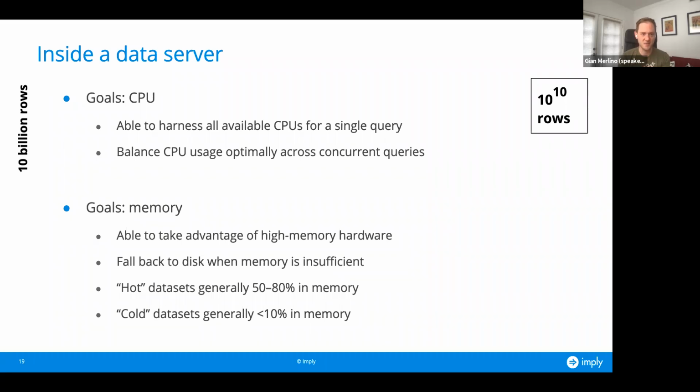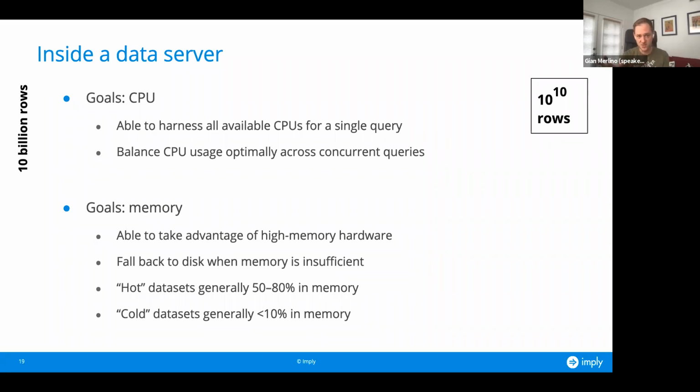But till then, we also have goals for memory. So we want to be able to take advantage of high memory hardware, which means that basically we don't want to box ourselves into a design where we always are needing to read data over the network or over the disk or something like that. If you have enough memory for your data set to be in memory, we want it to be in memory. If you don't, that's fine. We can load it from disk or wherever it is. But if you have the memory, we want to use it. We want to fall back to disk when memory is insufficient.